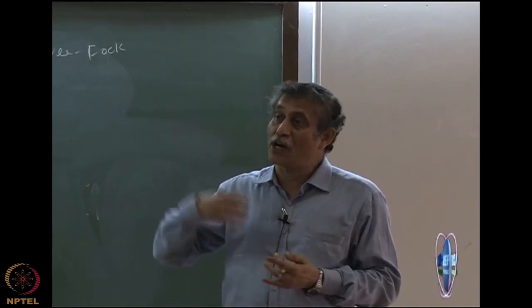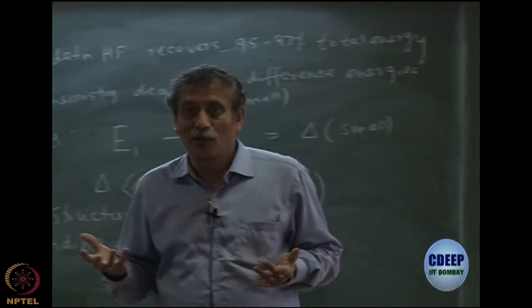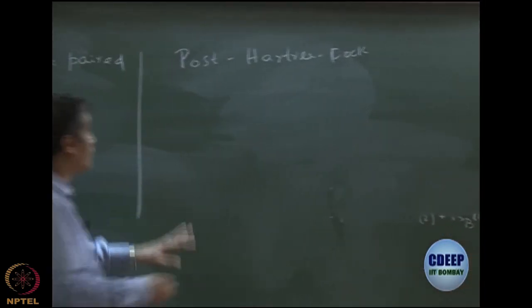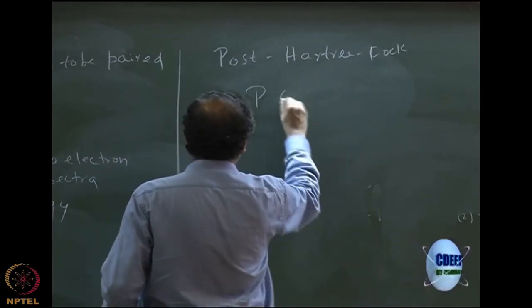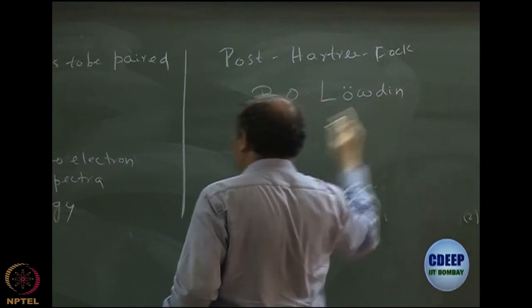And Wigner did not do much beyond Hartree-Fock. In the 1940s, people did not even know how to go beyond Hartree-Fock. Löwdin was the one who actually took up the subject. The subject of post-Hartree-Fock theory, particularly in chemistry, started with Per-Olov Löwdin, and I must mention his name historically.